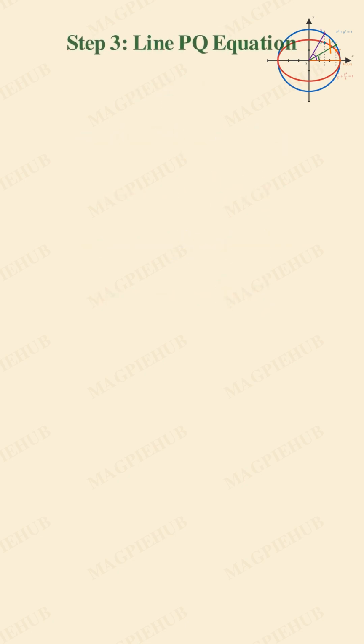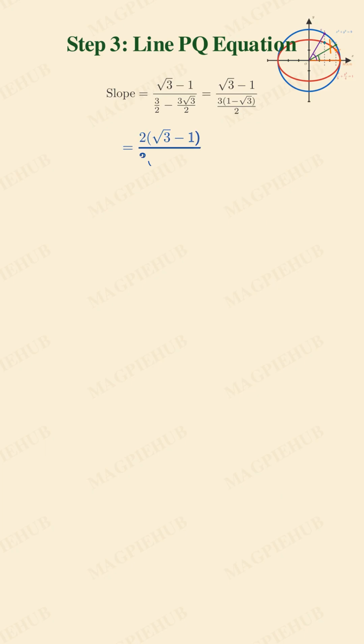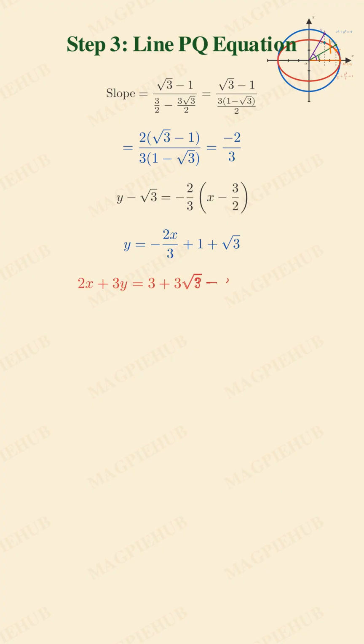Step 3. The slope of line PQ equals (root 3 minus 1) over (3 over 2 minus 3 root 3 over 2). The denominator simplifies to 3 times (1 minus root 3) over 2. This gives slope equals negative 2 over 3. Using point slope form with point Q, we get y minus root 3 equals negative 2/3 times (x minus 3 over 2). Simplifying, 2x plus 3y equals 3 times (1 plus root 3). This matches option A.